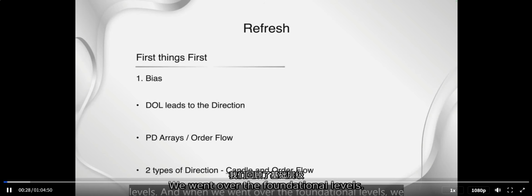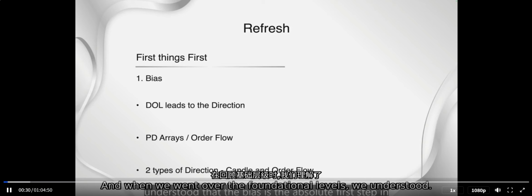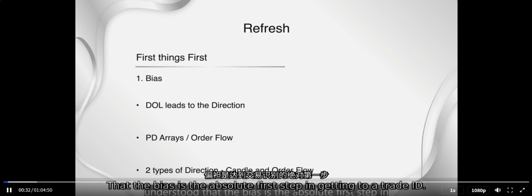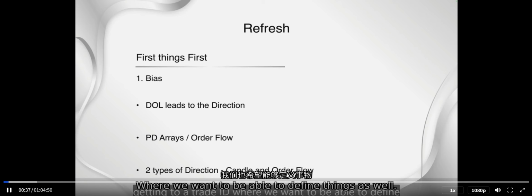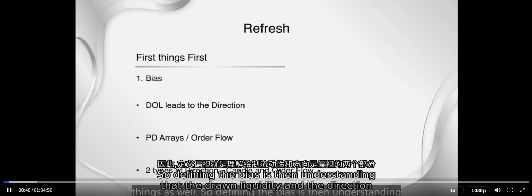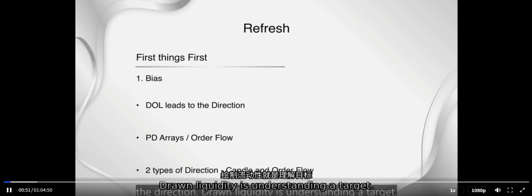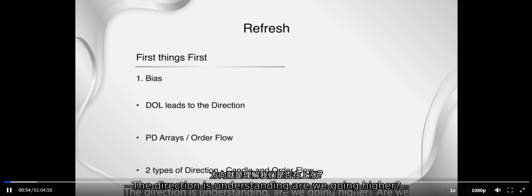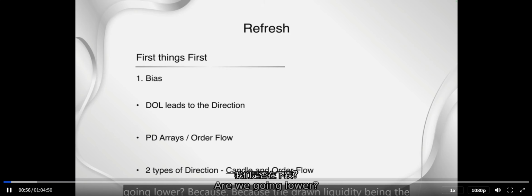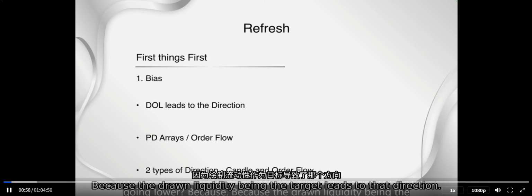the foundational levels. And when we went over the foundational levels, we understood that the bias is the absolute first step in getting to a trade ID, where we want to be able to define things as well. So defining the bias is then understanding that the drawn liquidity and the direction are the two parts of the bias. So bias is understanding the drawn liquidity and the direction. Drawn liquidity is understanding a target. The direction is understanding, are we going higher, are we going lower?